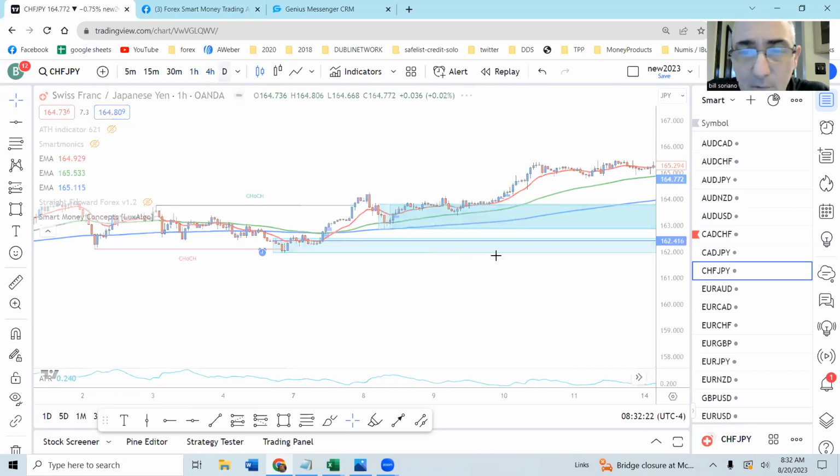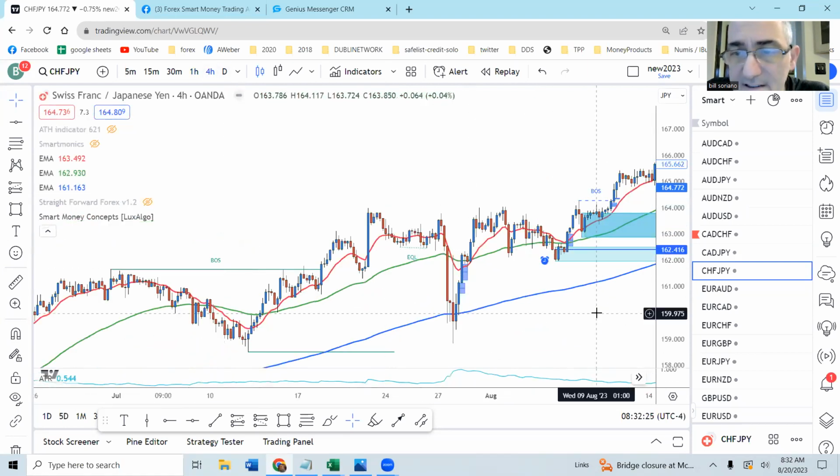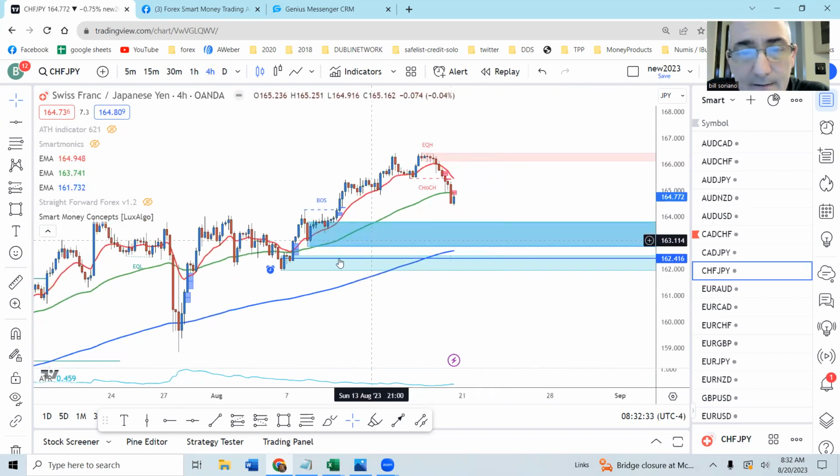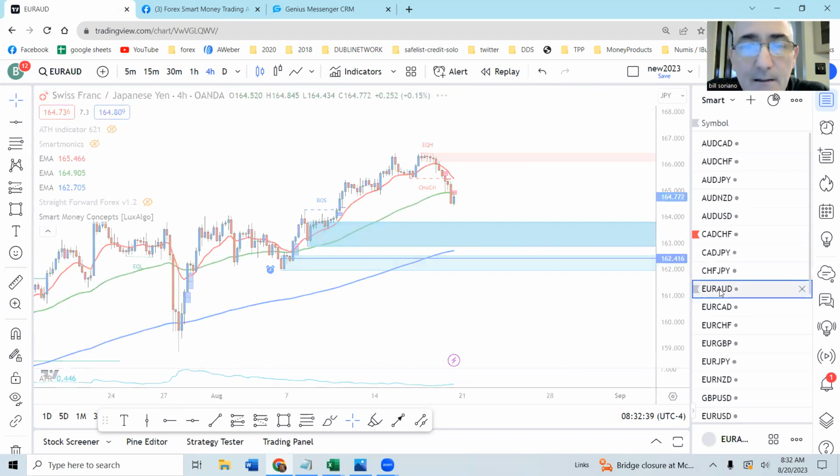So we're gonna stay with this area right here. We're gonna assume that this area right here could possibly be a fake out, and that price is gonna come down to this zone here before it actually really reacts back to the upside.